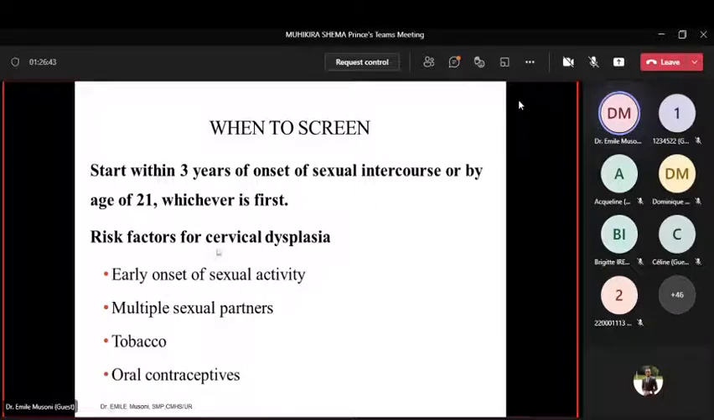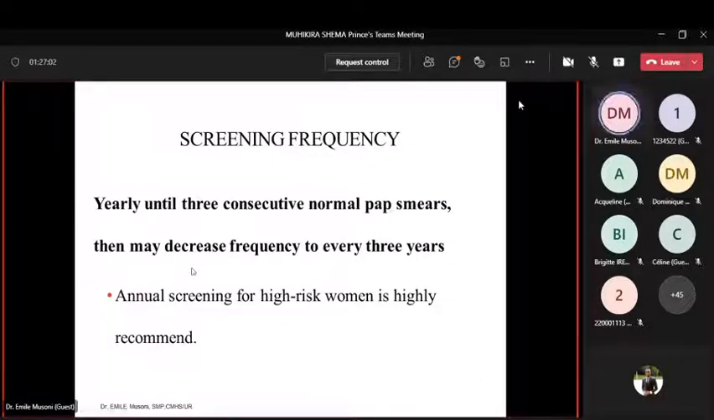Risk factors associated with cervical dysplasia: early onset of sexual activity, multiple sexual partners, tobacco, or oral contraceptives. These are risk factors. It doesn't mean they are real causes. Frequency of screening: yearly until 3 consecutive normal pap smears. Then it may decrease to every 3 years.